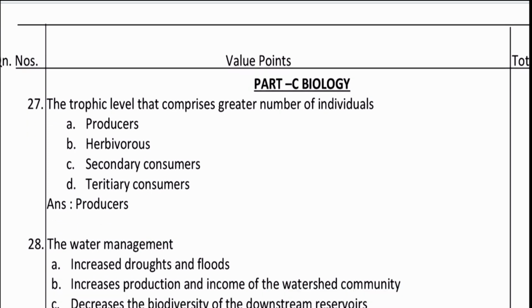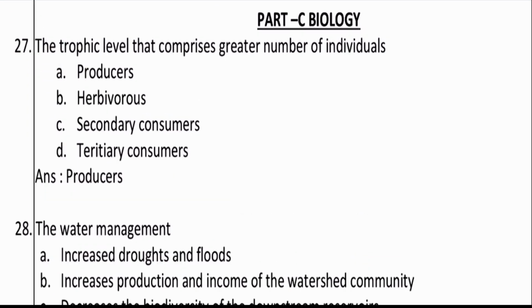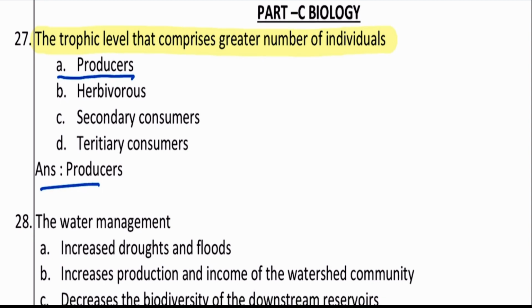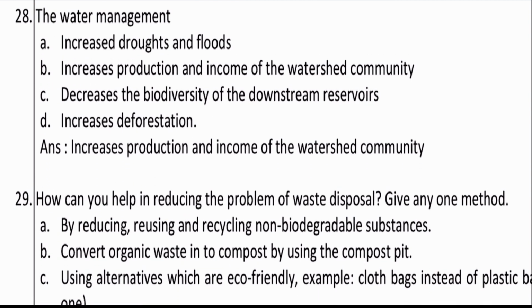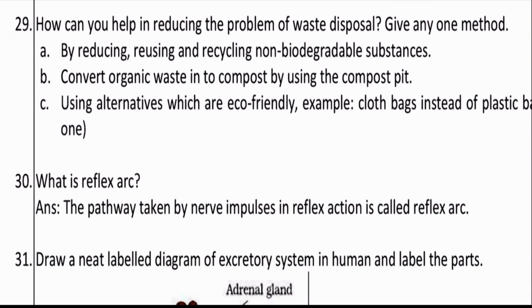Now we are going to part C, biology. The trophic level that comprises great number of individuals. Answer is A, producers. Next 28. The water management increases production and income of watershed community. Option B. Next 29th.